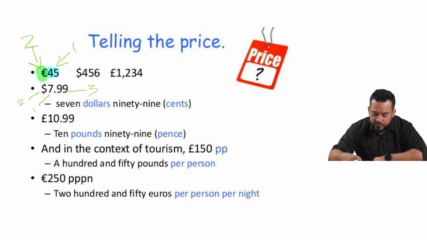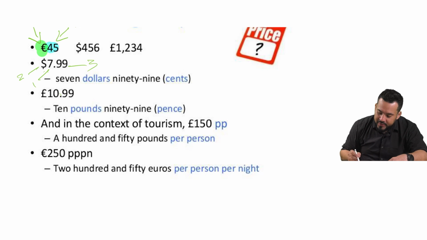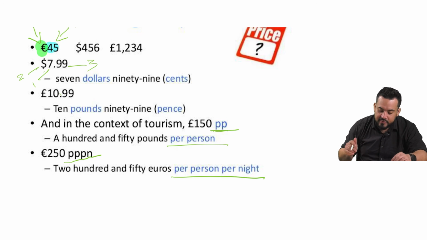And in the context of tourism, we say 150 pounds. 250 euros. Okay? Now, PP means per person. PPPN means per person per night.